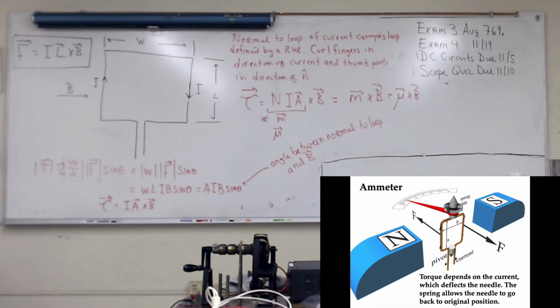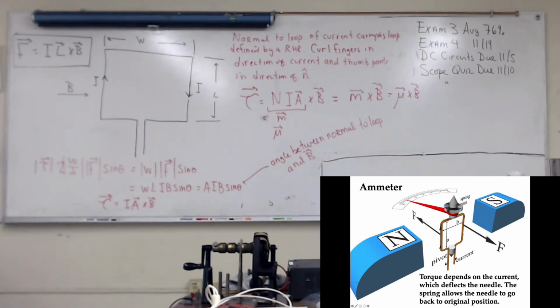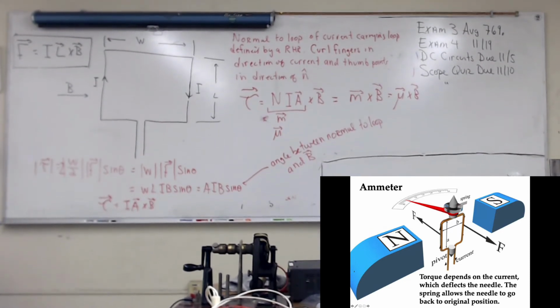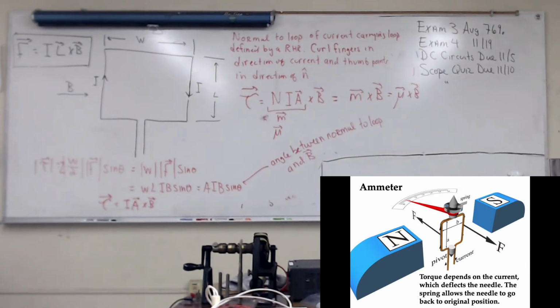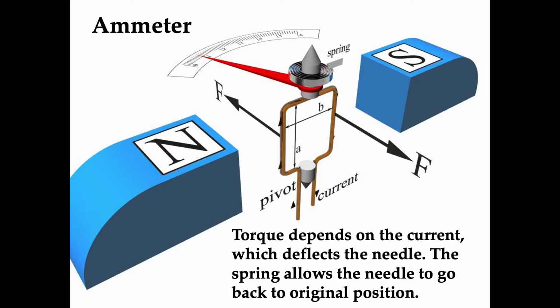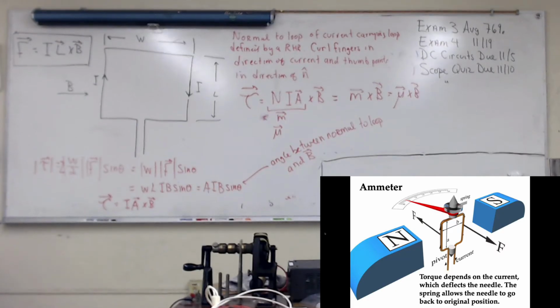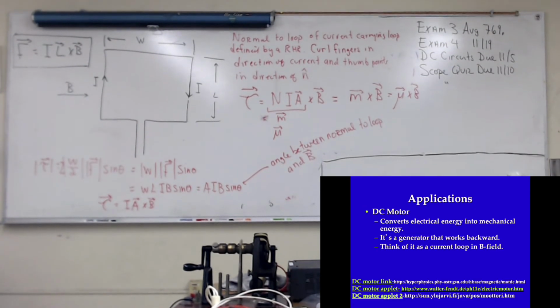Here's an example of the applications of this idea. In the ammeter, you run a current through a loop of wire. Hold on a second. It produces a force or torque on that loop of wire, causing it to rotate. And there you see at the top a spring. And this thing rotates, so it's calibrated depending on what the torque is on that loop of wire. So that's a simple application of the torque on a loop of wire in a magnetic field. Okay.